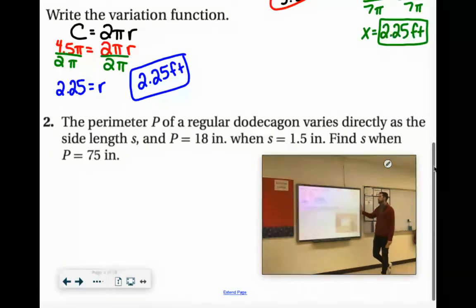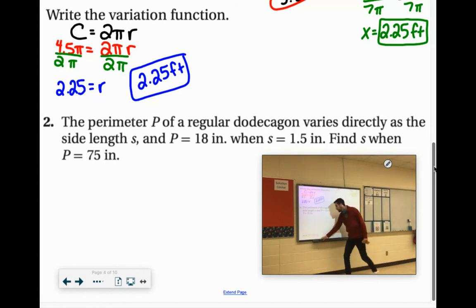The perimeter P of a regular dodecagon varies directly as the side lengths S, and P perimeter is 18 inches when S is 1.5. Find S when the perimeter is 75. So let's set this up with a proportion.